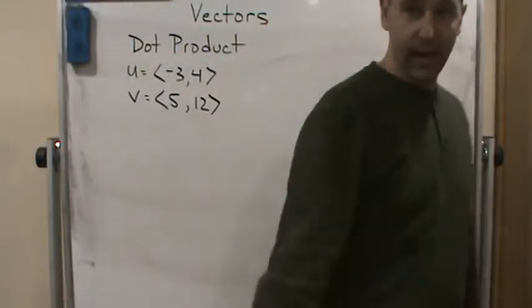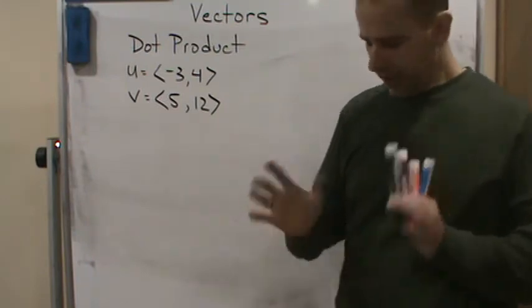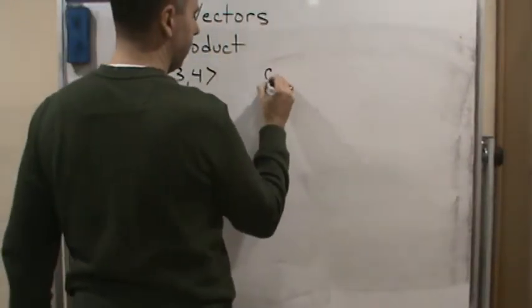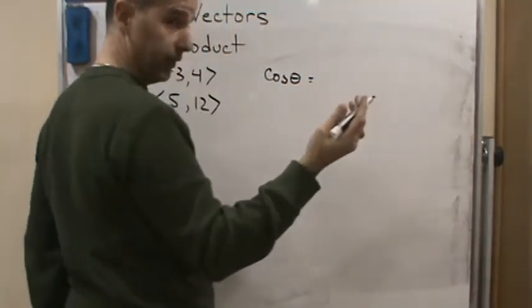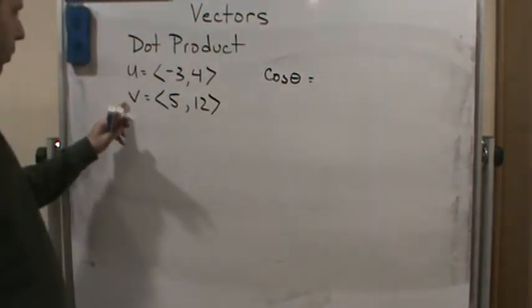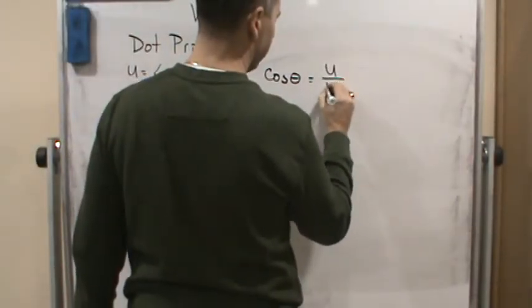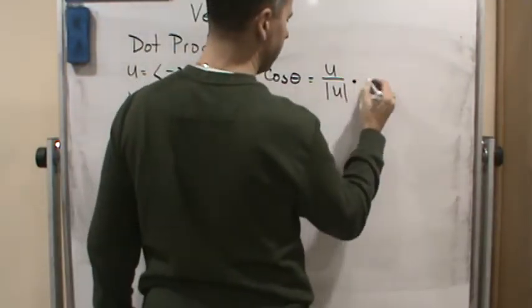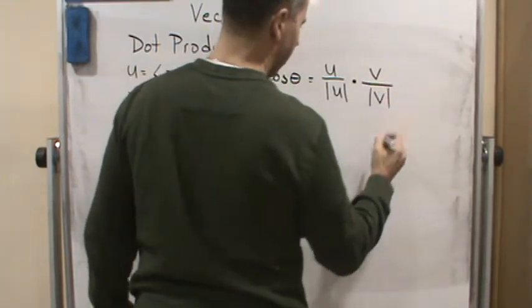Okay, so let's say I'm given these two vectors and I want to find the angle between the two. Let's start with the formula. The formula is cosine theta equals the dot product of the unit vectors associated with these two vectors. So that would be u over the magnitude of u dot v over the magnitude of v.